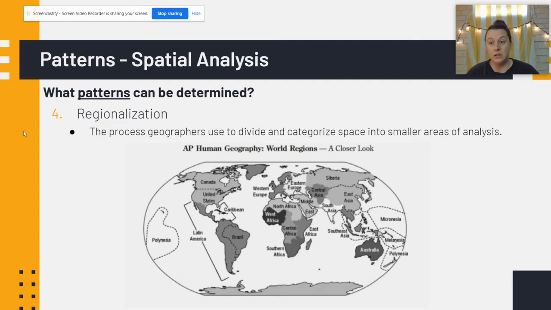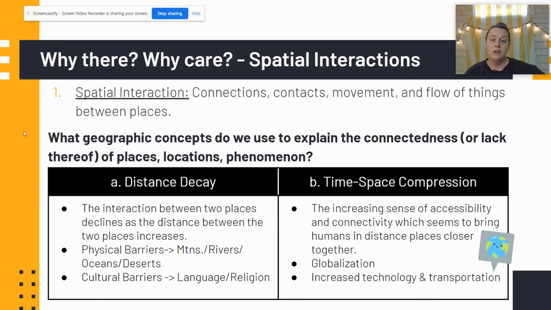Okay. So now that we're done talking about how we determine patterns, let's talk about the why there and the why cares, right? These are spatial interactions, basically. It's us figuring out what are the connections, the contacts, the flow of characteristics or people or data between places or locations. So that definition of spatial interaction is just a really fancy way of saying how are places connected, right? And so there are some geographic concepts that you need to know here.